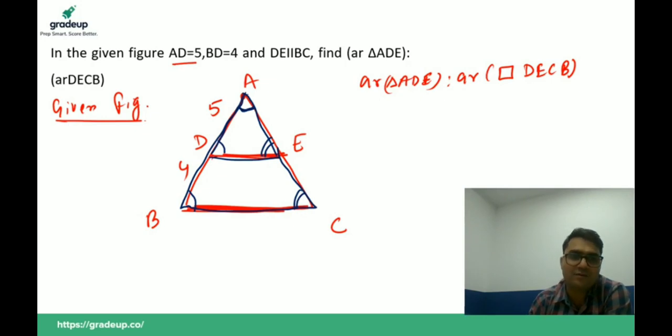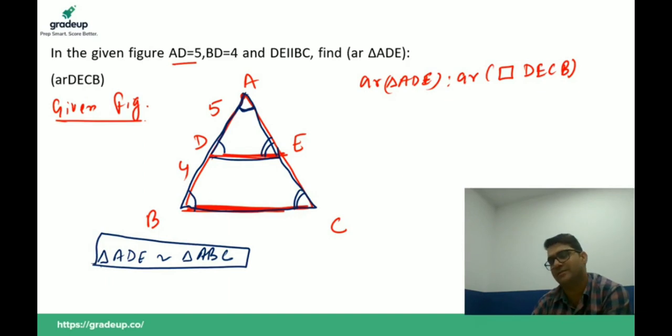Now listen carefully. Here we have triangle ADE similar to triangle ABC. Then we can say their sides are also proportional. In the case of similar triangles, you simply have to square the length of the side and you will find the area ratio.